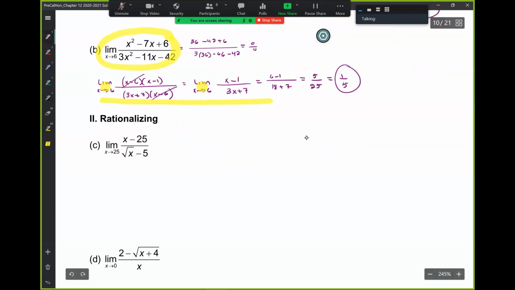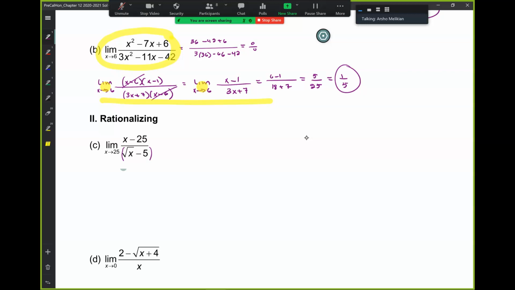The next way to solve an indeterminate form problem is by rationalizing. Here, when you plug in 25, you get 25 minus 25, 0. Root 25 is 5, minus 5, 0 over 0 again. So now you have to rationalize this. You have to get rid of that root. The way you do that is you multiply by the conjugate.